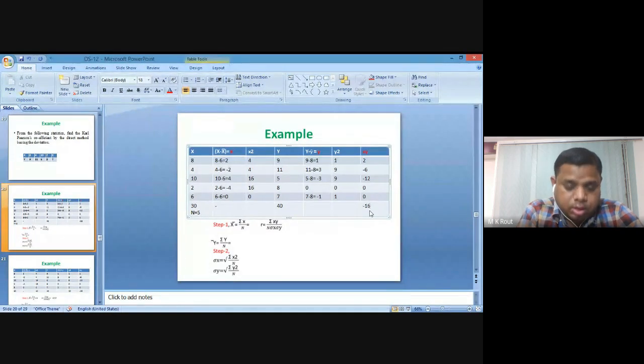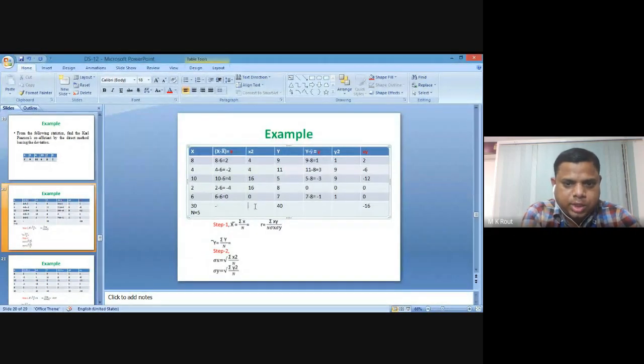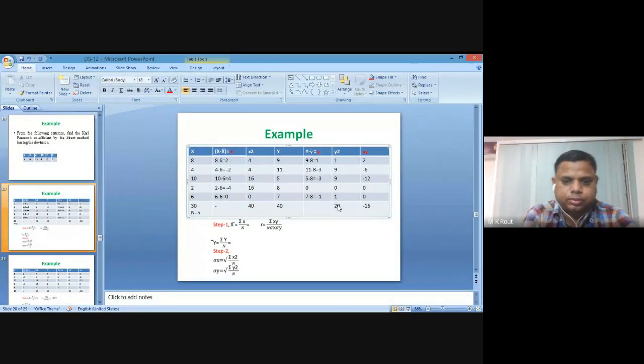Then the second step is you have to calculate the standard deviation in case of x. The formula is already given, it is square root of summation of x square divided by n. The summation of x square, what is the sum of x square here? 40. Sum of x square is 40. Similarly, sum of y square is 20. Calculate the values.